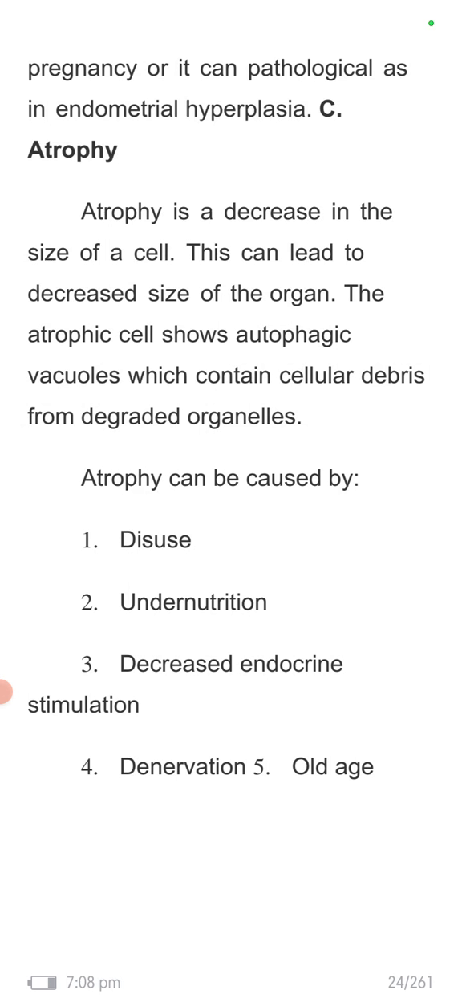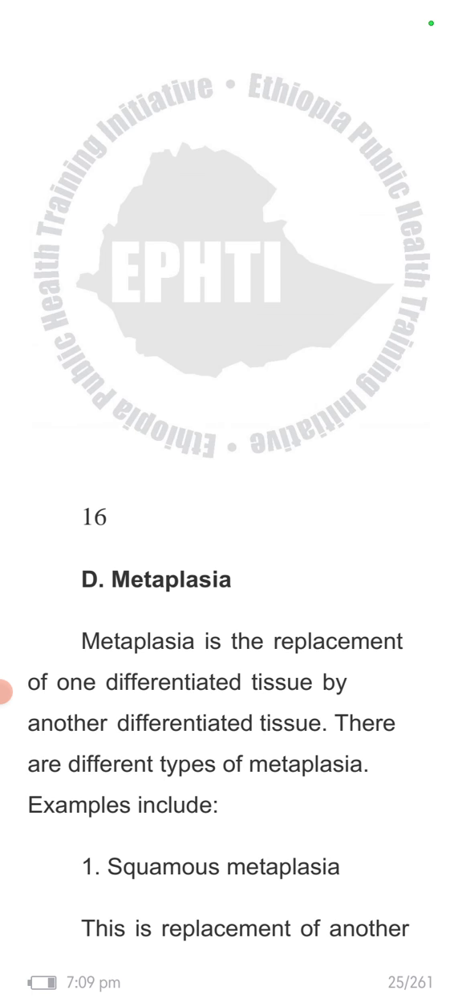Atrophy is the third type of cell adaptation. This is a decrease in the size of cells. This can lead to a decreased size of an organ. The atrophic cell shows autophagic vacuoles, which contain cellular debris from degraded organelles. Atrophy can be caused by disuse, undernutrition, decreased endocrine stimulation, denervation and old age.